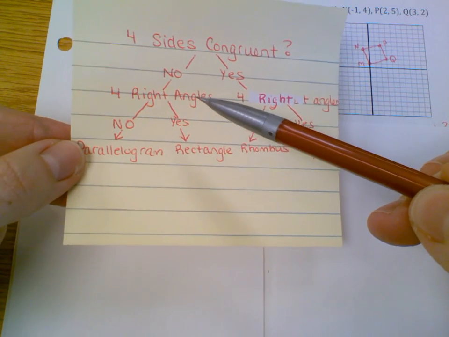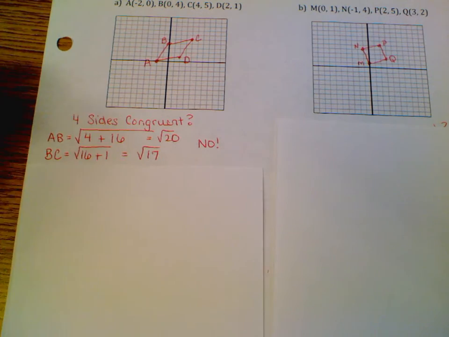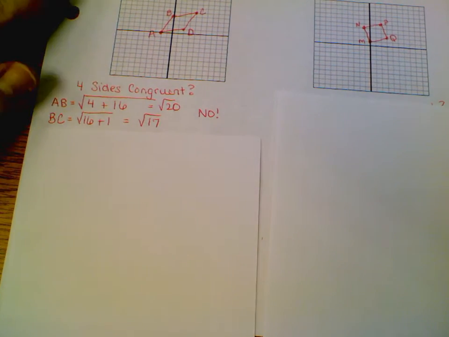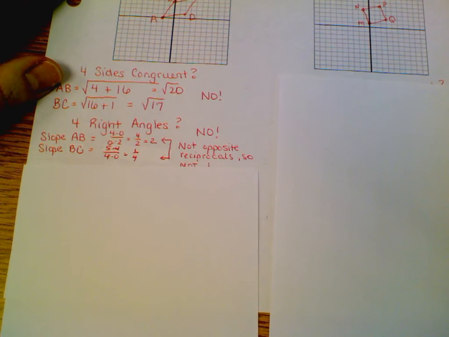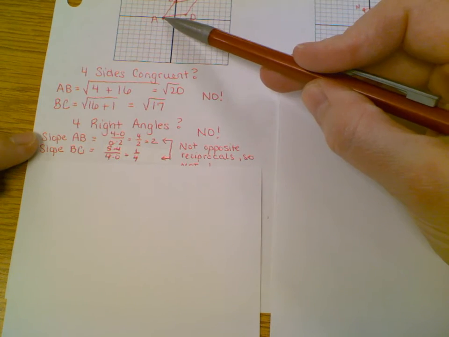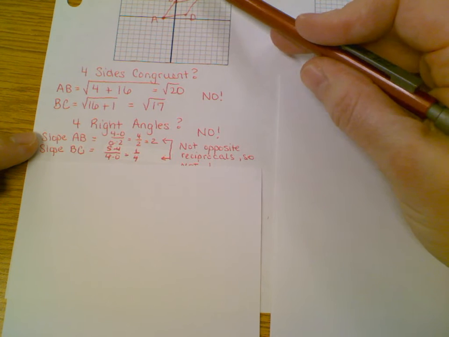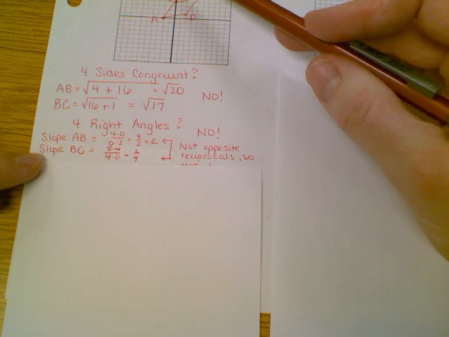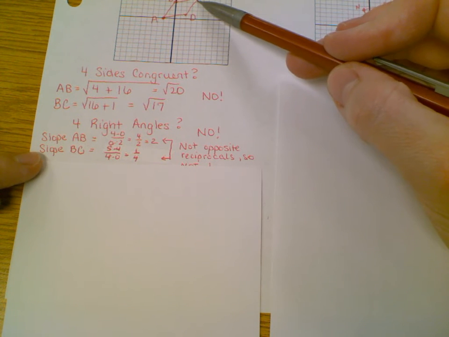To do that, you need to find the slopes of your line. Now some people prefer to use the slope formula. So if you were going to use the slope formula, you would want to use the points A and B and find the slope of that line. And do the same thing for B and C.